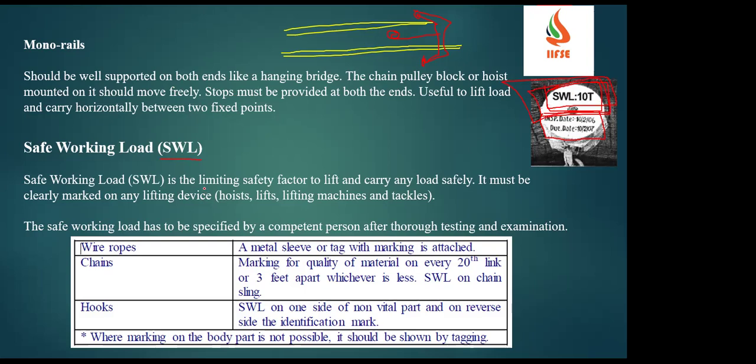A safe working load is a limiting safety factor to lift and carry any load safely. It must be clearly marked on any lifting devices, hoists, lifts, lifting machines, and tackles. Even if you see a wire rope sling, definitely there will be a mark. And any chain sling will be marked. Any web sling will also have a marking of its safe lifting capacity. Or they will have a safety factor of 1:5 and 1:7.